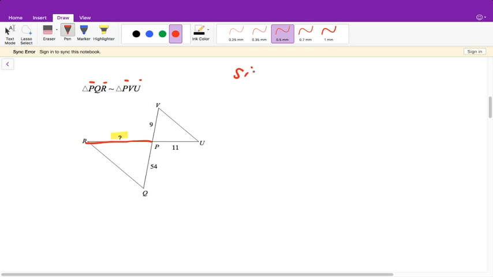Now, remember, with similar triangles, this is different than what we were just doing with our congruent triangles. With congruent triangles, we said that the ones that corresponded were equal. In similar triangles, we need to create ratios because we know that the ratios are equal. So it doesn't matter which one you start with. I'm going to start with this bottom triangle and work my way up to the top one every single time. So that means I'm going to put PR over top of PU.